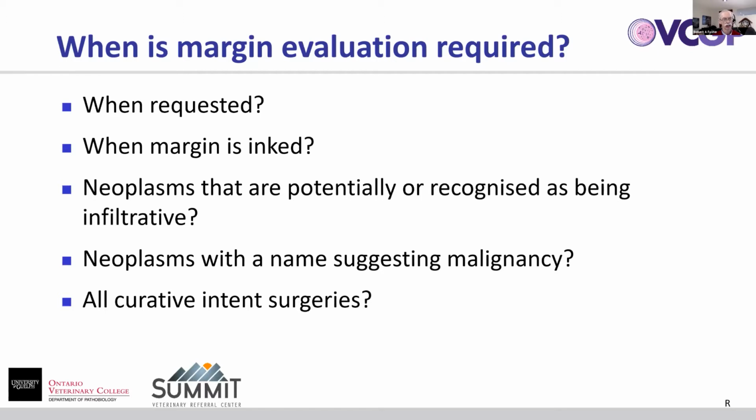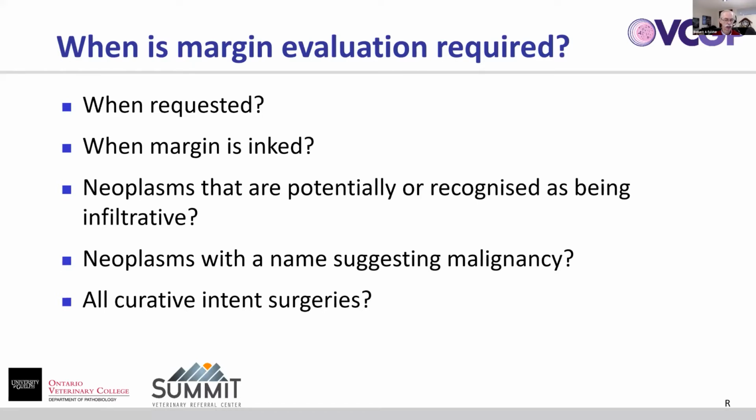There's a school of thought that suggests that if the margin is inked, that indicates that there should be margin evaluation. I know that many commercial labs automatically ink margins on any specimen that arrives that is not inked. How about just doing it on neoplasms that are potentially or recognized to be infiltrative? And there tends to be a consensus that that's an essential area. How about neoplasms where the diagnosis or the name of the neoplasm suggests malignancy? Or should it be done on all curative intent surgeries?